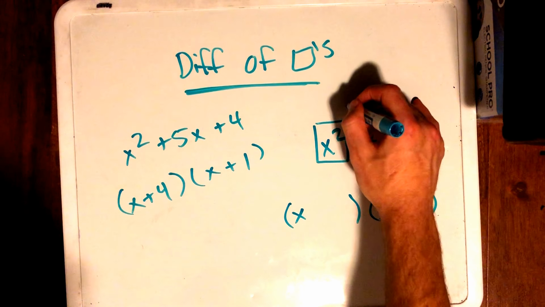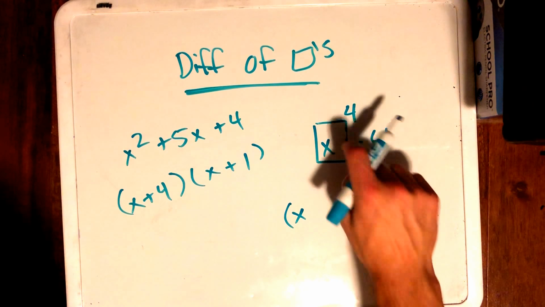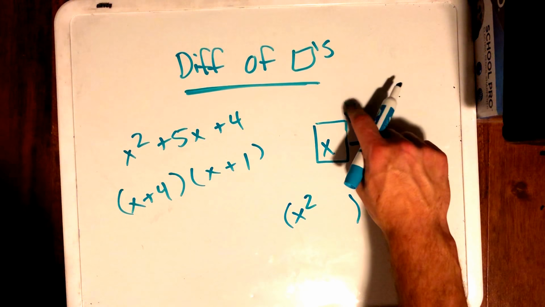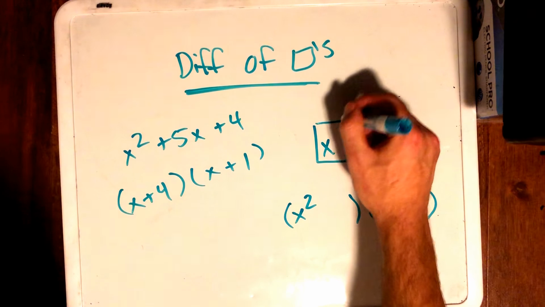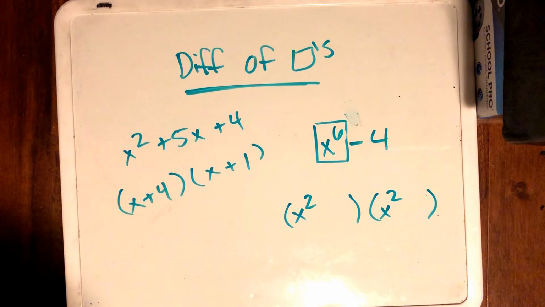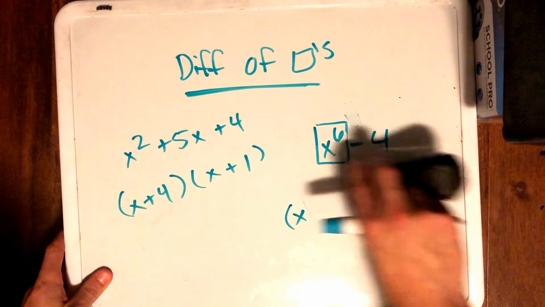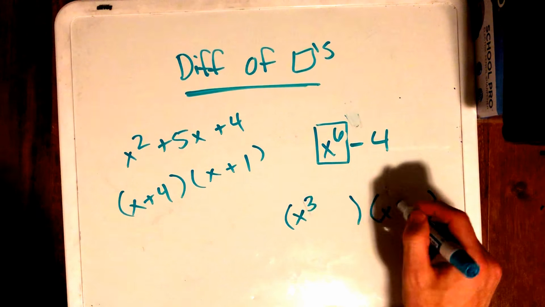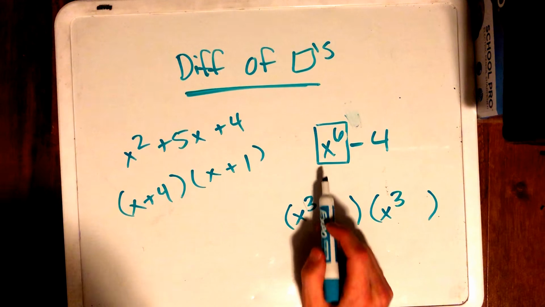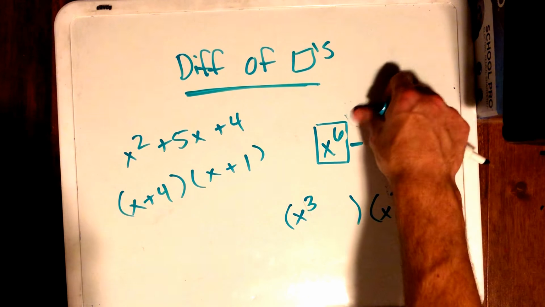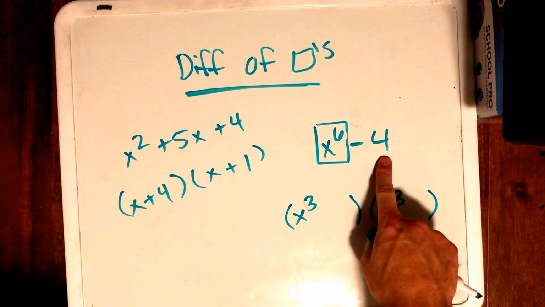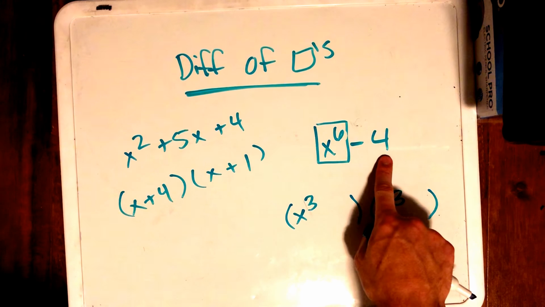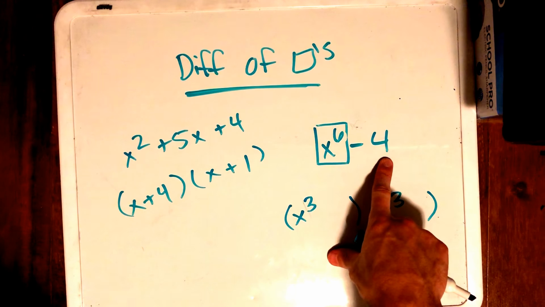If it was x to the fourth power instead of the second power, we could do x squared and x squared. If it was x to the sixth power, we could do x to the 3 and x to the 3. That's part of why this is called difference of squares, because our first term is a perfect square and our second term is a perfect square. And if our second term isn't a perfect square, then we can't do difference of squares.